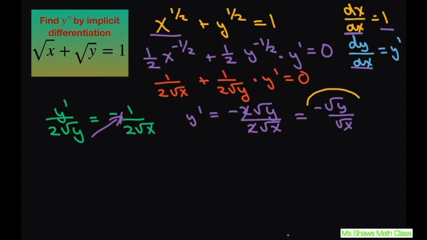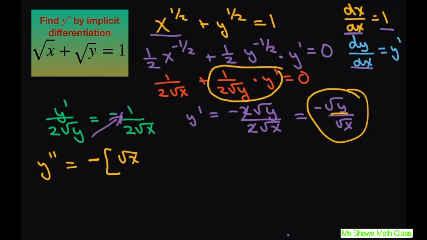So we're just going to use the quotient rule and do the second derivative. I'm going to go ahead and pull the negative out for now. And we're going to take the square root of x times the derivative of my numerator. The derivative of square root of y is right here, so I'm just going to copy that down. So that's going to be times 1 divided by 2 square root of y. And then go ahead and put the y prime here.